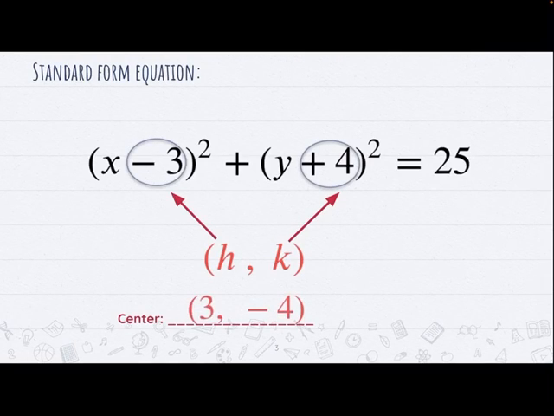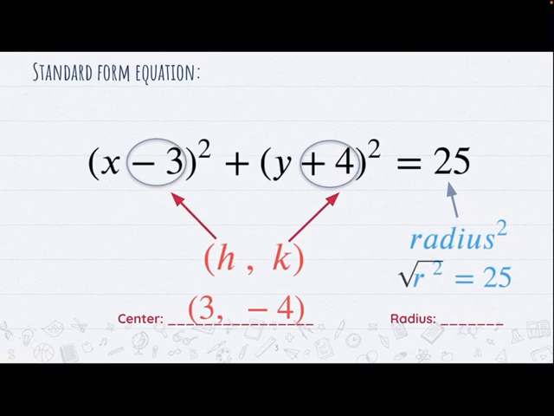Okay, and at the end, we have this 25. Well, this 25 is r squared. So we have r squared equals 25. So how do you find just the r? Well, we take the square root of both sides, which leaves us with the radius being 5.